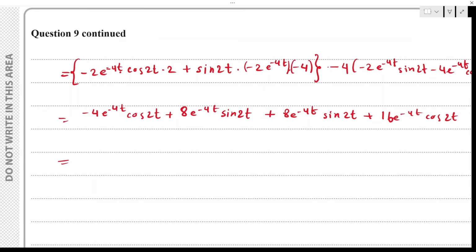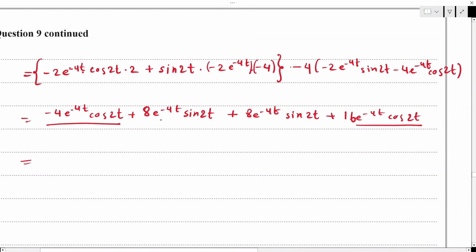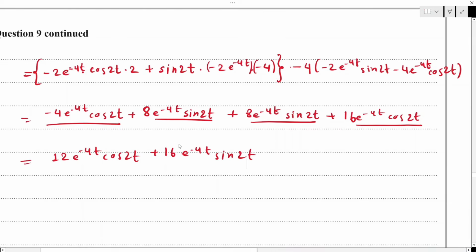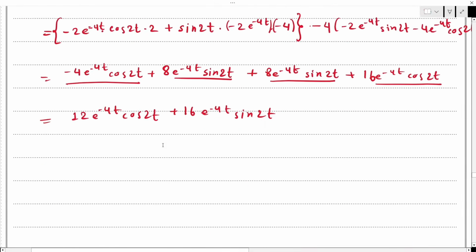Simplifying this expression, we can see that some terms are similar to each other. So this term is similar to this term, and this term is similar to this term. So I can add the like terms together. So 16 minus 4 will give us 12. 12e^(-4t) cos 2t plus 16e^(-4t) sin 2t. This is the simplified expression for the double differentiation of y.